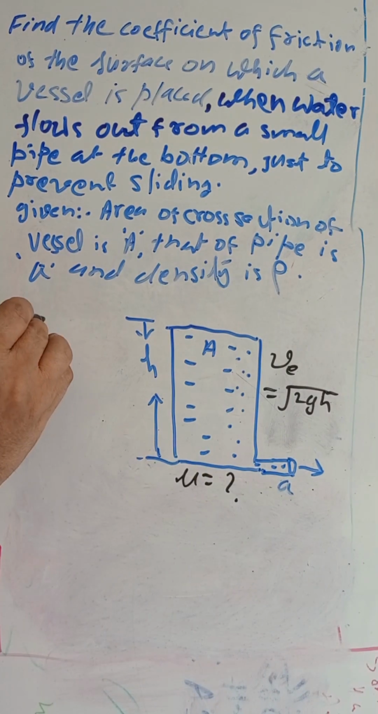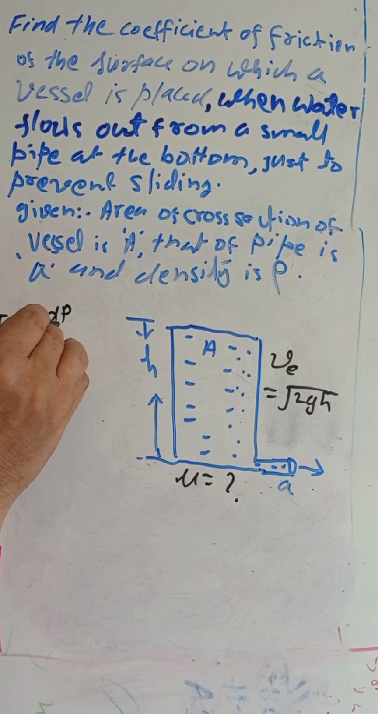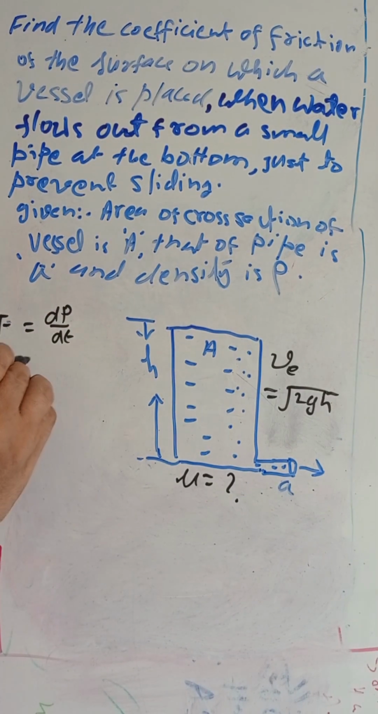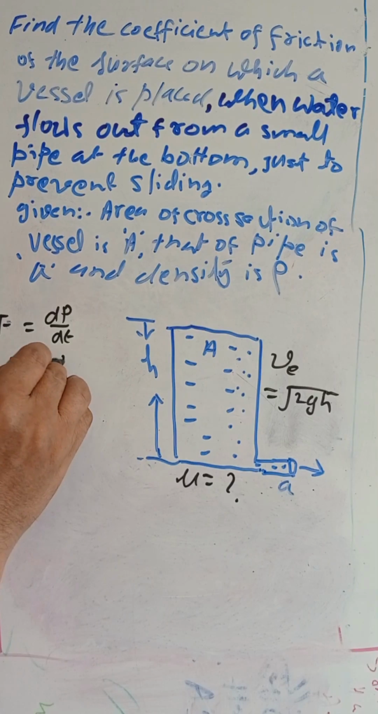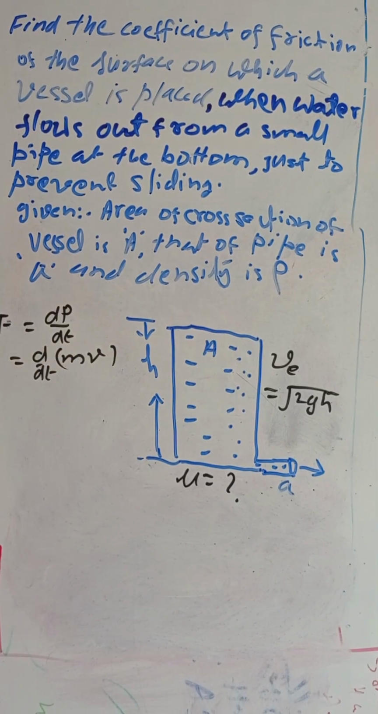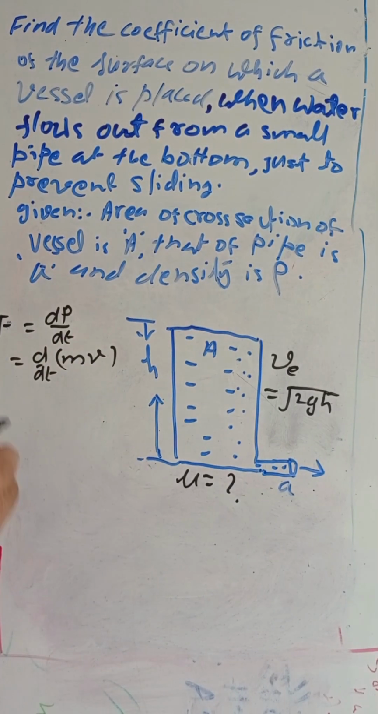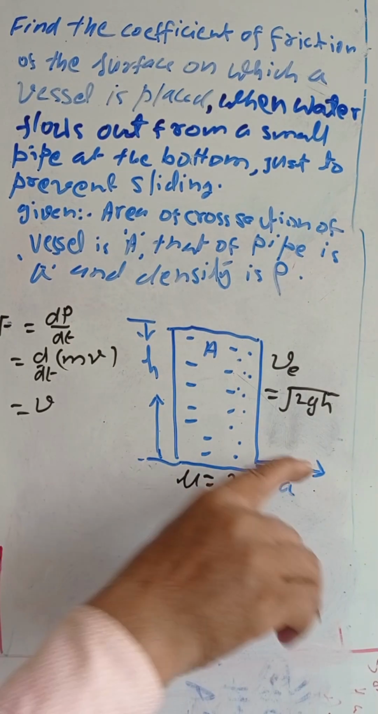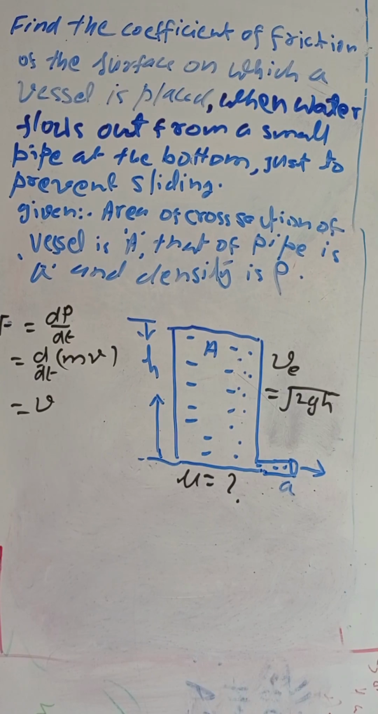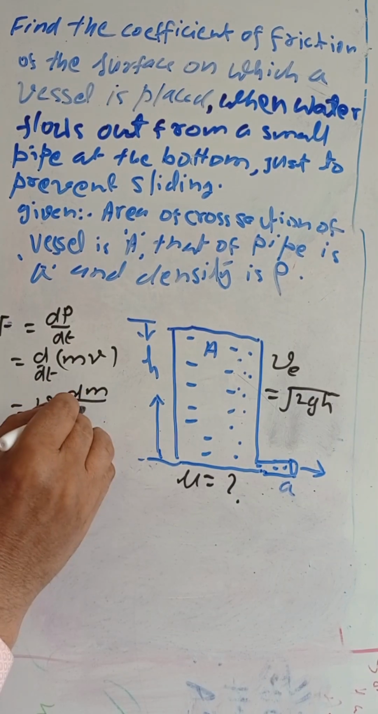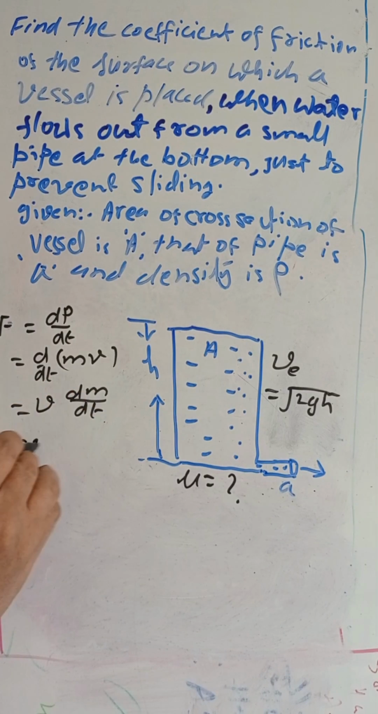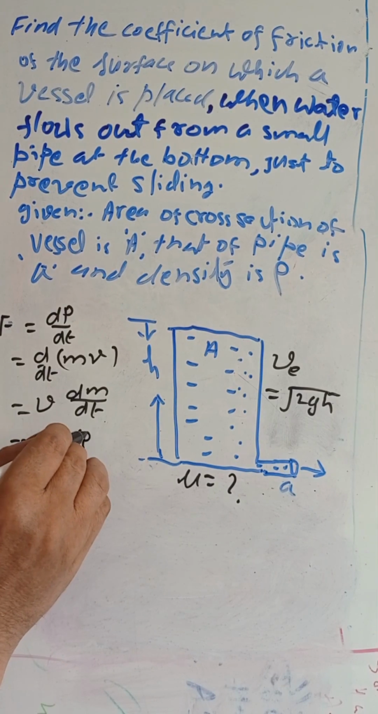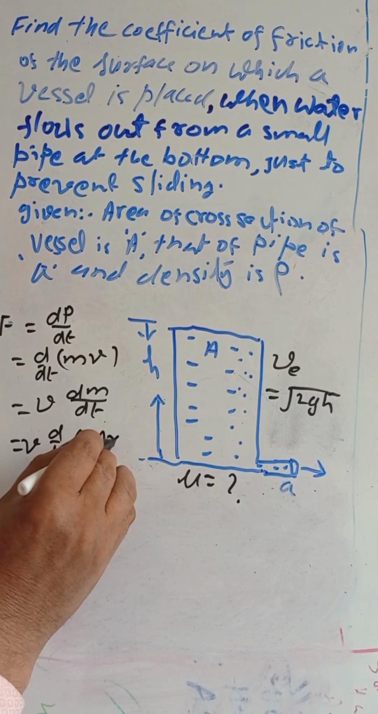Let's see now what the outward thrust is here. The force is given by dp by dt, that is Newton's second law. Let us further simplify this: d by dt of m into v, where m is the mass of the water changing per second. I bring this v out because the velocity is fixed here, which is called efflux velocity. So that's a constant. So dm by dt can be written as d by dt of density into volume.